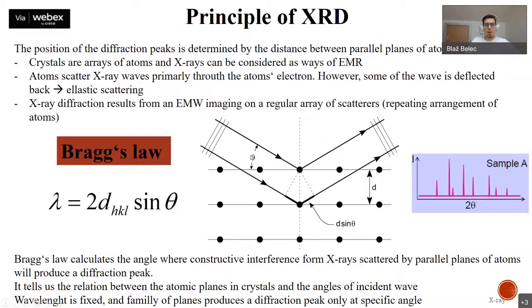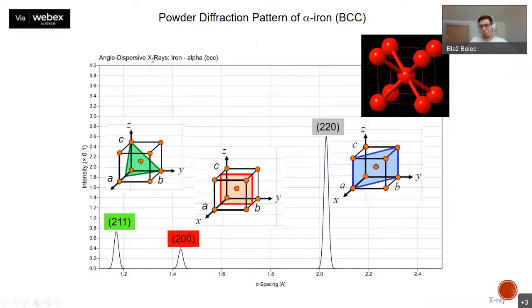Bragg's law calculates the angle where the constructive interference occurs from the X-rays, so the incident X-rays scattered by the parallel planes of the atoms, and therefore they produce the diffraction peak. According to this calculation, we get the diffractogram, which tells us the relation between the atomic planes in the crystal and the angle of the incident wave. This is the powder diffraction of alpha iron. We have diffraction peaks for each crystal plane.